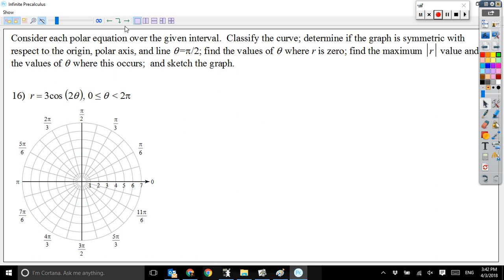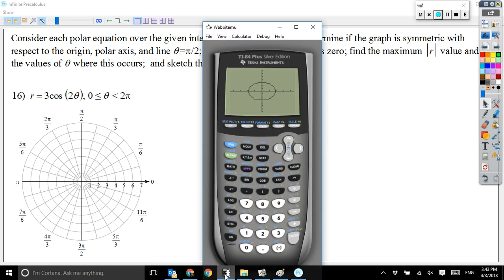Alright, just going to skip ahead to our problem. And look at this one right here. So I'm going to pull up my graph, change the Y equals, and this is going to be 3 cosine of 2 theta. And when I hit X, it makes it a theta. I also want to make sure that I am in radian mode because it's from 0 to 2 pi, so I want to make sure I'm in radian mode.